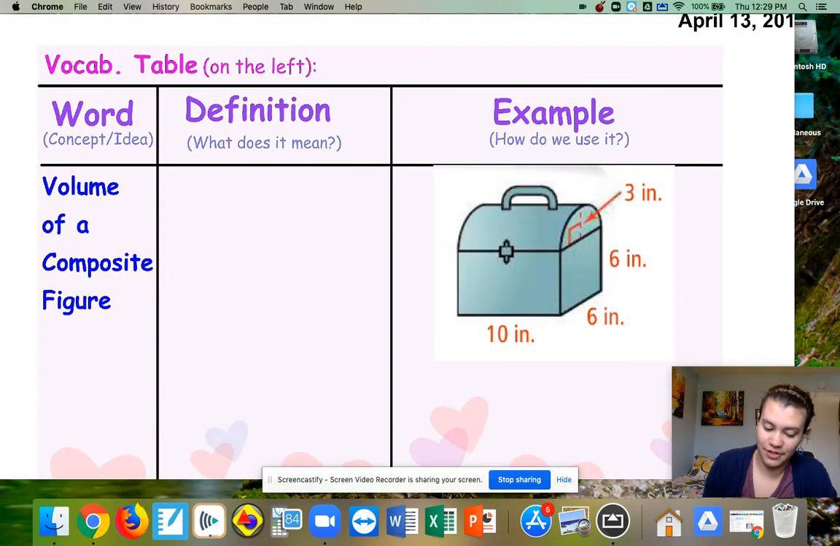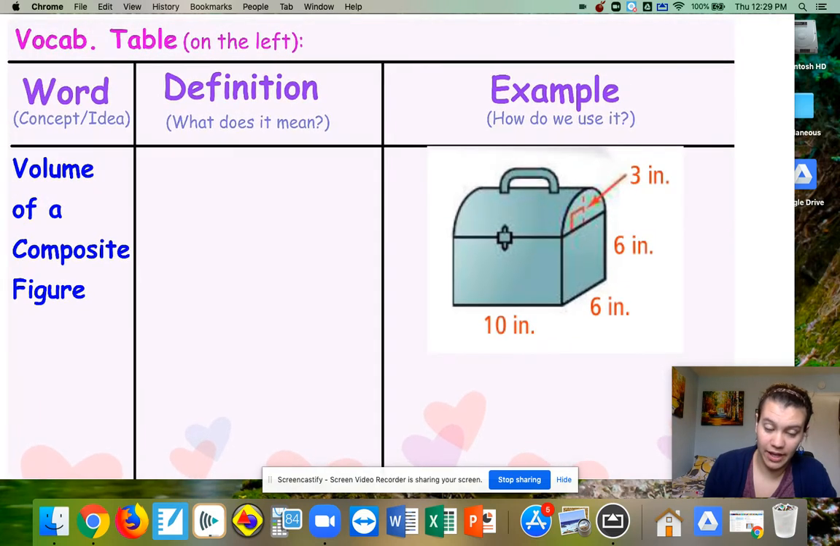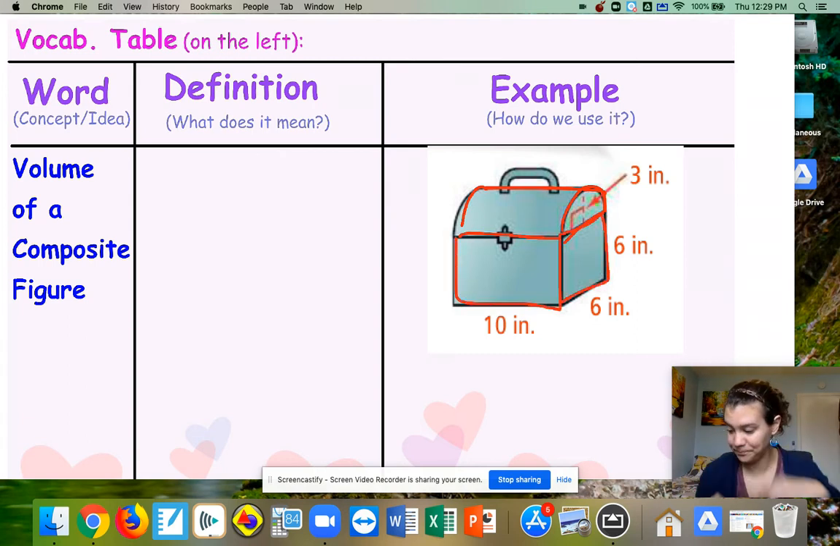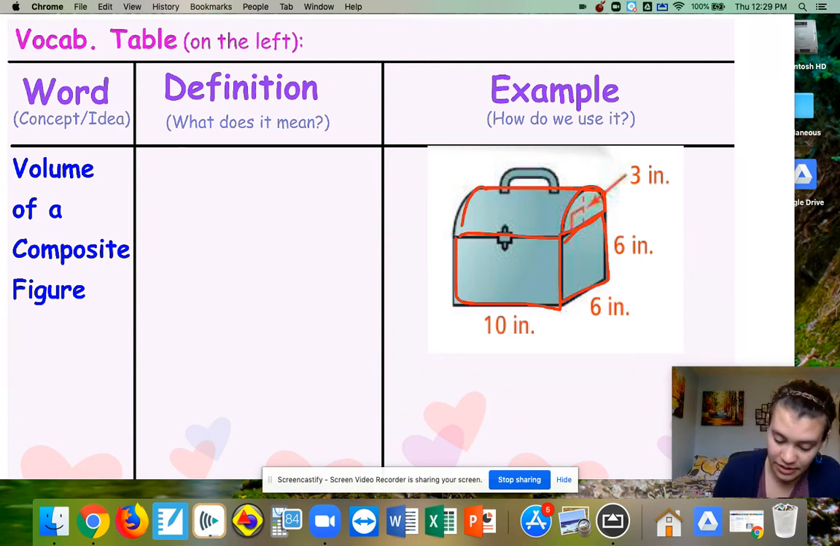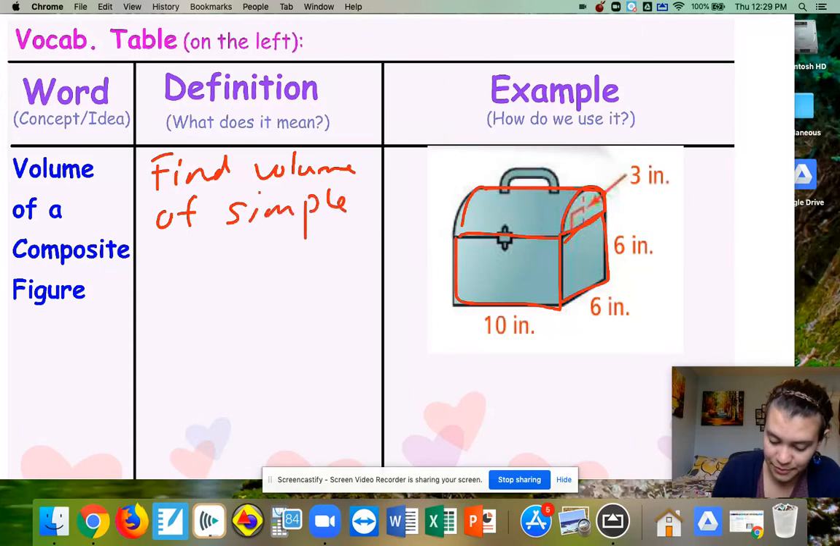So then volumes of composite figures. Again, a composite figure is just a combination of two simpler shapes. Like this one over here is a combination of half a cylinder and a rectangular prism that you combine together. So to find the volume of your composite figure, you want to find the volume of the simple shapes or simple figures and add together.